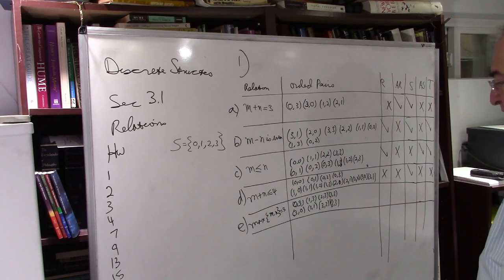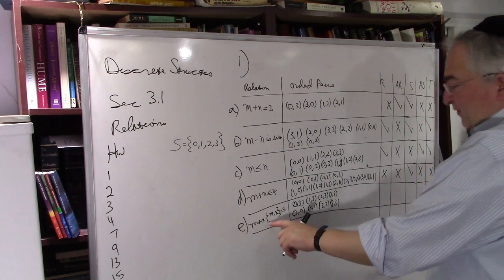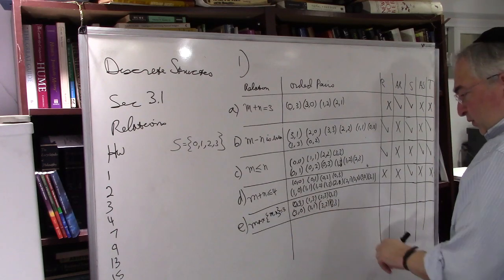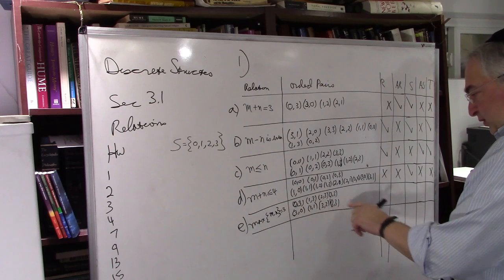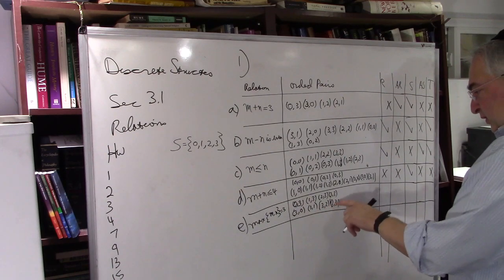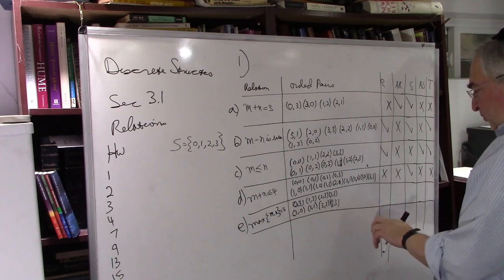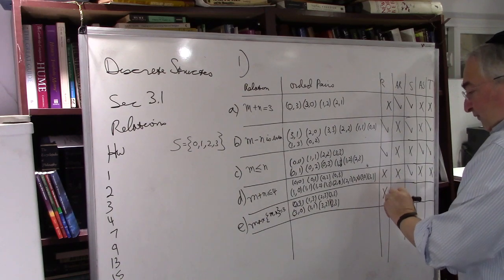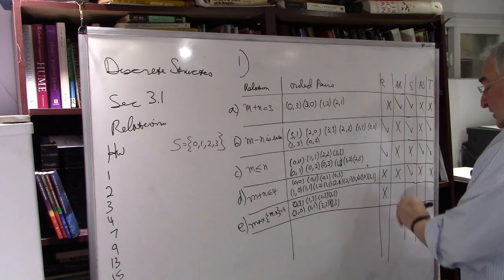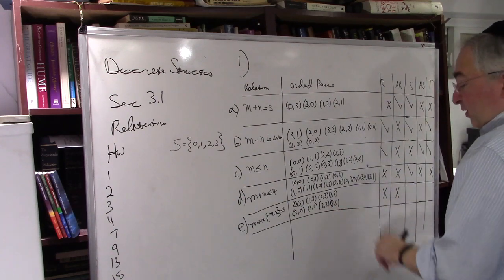Okay? Finally, max of m comma n is equal to 3. Is it reflexive? No. 3 comma 3 is in there, but 0, 0 is not there, 1, 1 is not there, 2, 2 is not there, so it is not reflexive. It's not anti-reflexive either because 3 comma 3 is in there.